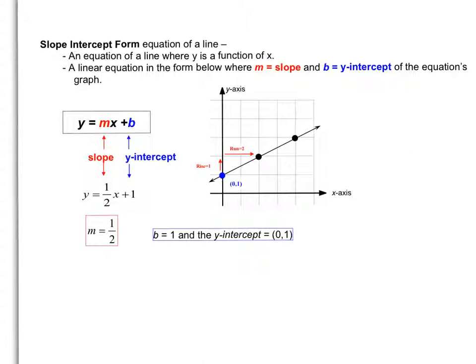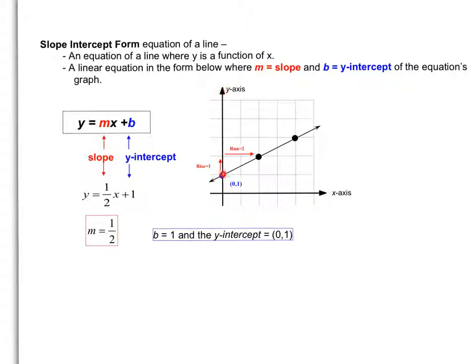Okay, so here we have an equation, y equals 1/2 x plus 1. This is the slope-intercept form of an equation. This number, the 1/2 that's with the x, that is your slope. That's the m is your slope. And this 1 is the y-intercept, and that is going to be your b. So b will be equal to 1, and the y-intercept is at the point where x is 0 and y is 1, (0, 1).